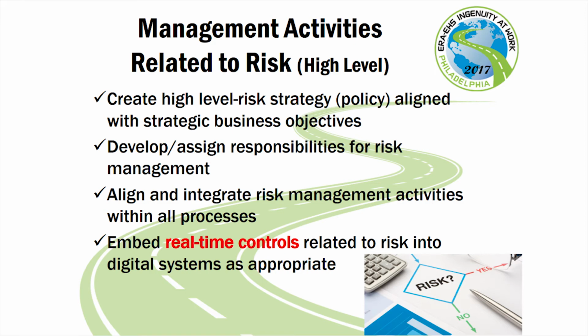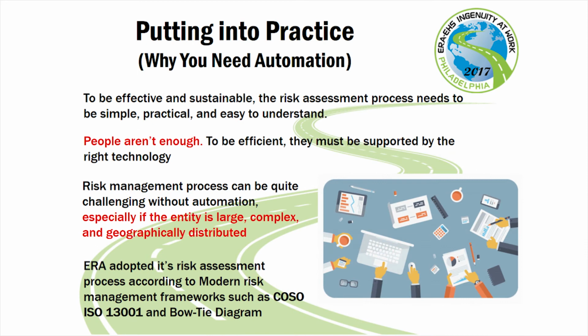That's going to lead into my next point, which is putting it all into practice. My question here is, why do you need automation? Obviously, you're trying to deal with a lot of information, and people have all kinds of things going on in their busy schedules. How are you going to manage all this on top of that? To be effective and sustainable, so there's sustainability again, the risk assessment process needs to be simple, practical, and easy to understand. If things are really complicated, people will just push it aside and say, I'm busy with all my other day-to-day things to do. So people aren't enough. This is one thing we discovered when Aaron mentioned that case example, going on site doing a discovery. This really happens at facilities. So to be efficient, they must be supported by the right technology.